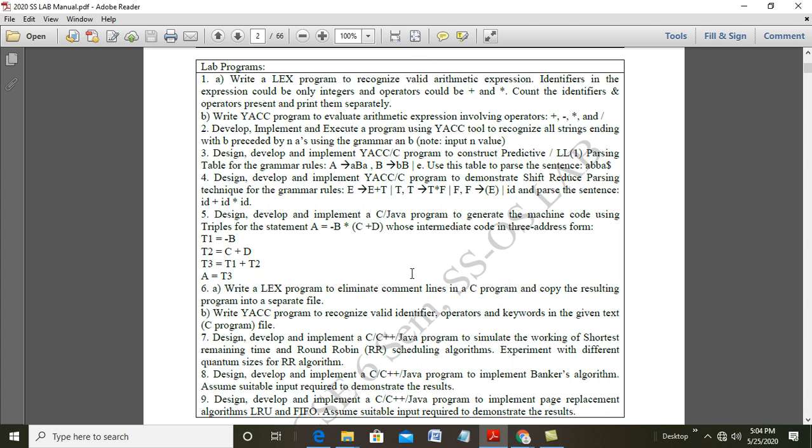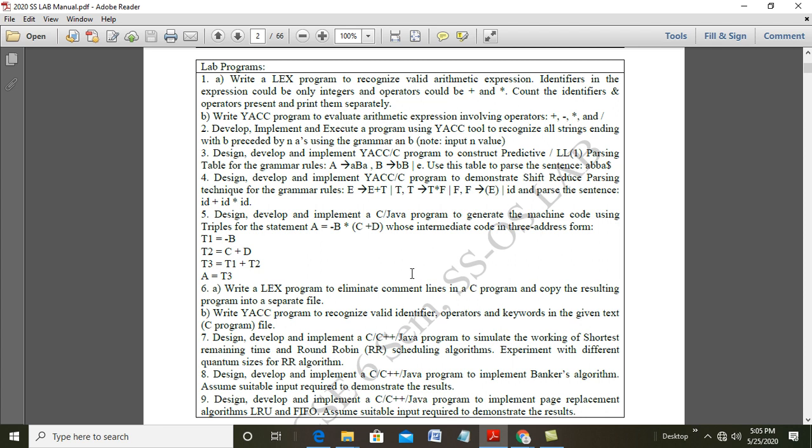Write a YACC program to recognize valid identifiers, operators and keywords in a given text file, right? Again, in this program a minimum of 2 files is required, but in the 6th program 3 files are needed: a lex file, an input file and an output file. In the 6th B question, the user has to write a YACC program, and as I told, YACC program means a lex program will be there, and the lex program output will be taken as input to the YACC program.